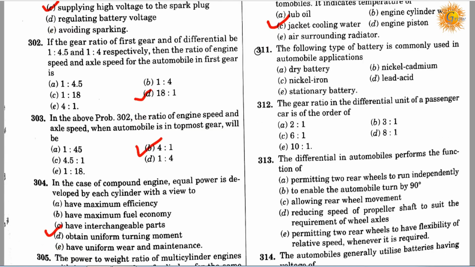Question number 311. The following type of battery is commonly used in automobile applications? Option A, dry batteries. Option B, nickel cadmium. Option C, nickel iron. Option D, lead acid. Option E, stationary batteries. So the correct answer is D. It's lead acid batteries used in automobiles.